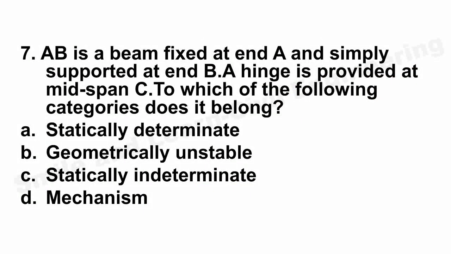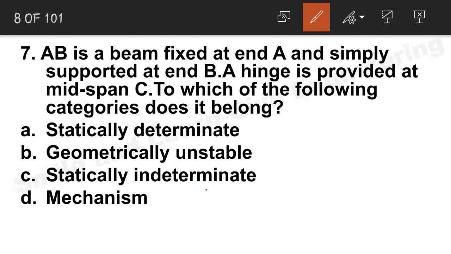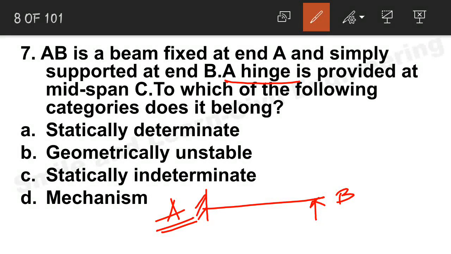AB is a beam fixed at end A and simply supported at end B. Okay, again a propped one, simply supported at end B and fixed at A. So this is a propped cantilever. So which of the following categories does it belong to? Oh, another thing, a hinge is provided at the midspan. Okay, so there is another hinge.